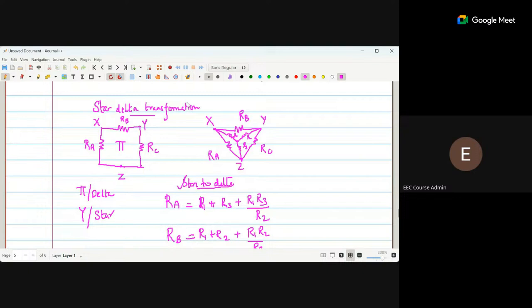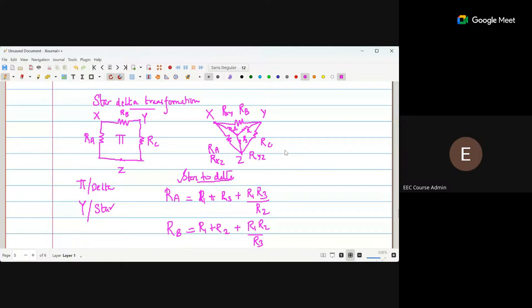Yes, ma'am. But if we change the names, that will be useful, ma'am. Like from XZ, the delta branch as RXZ, RZY, RXY in this way. Okay, you take this as RXZ, this is RXY, this is RZY or YZ. I have taken the same labels as used in the lecture so that you can refer easily, so that I am not making use of any other labels or variables.